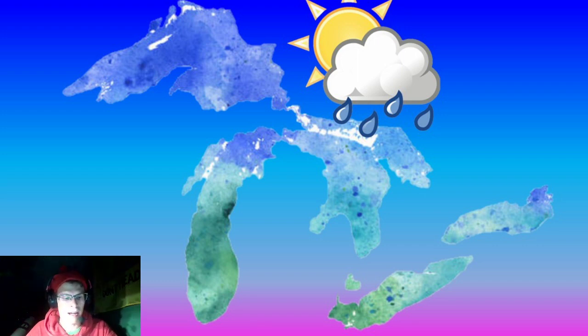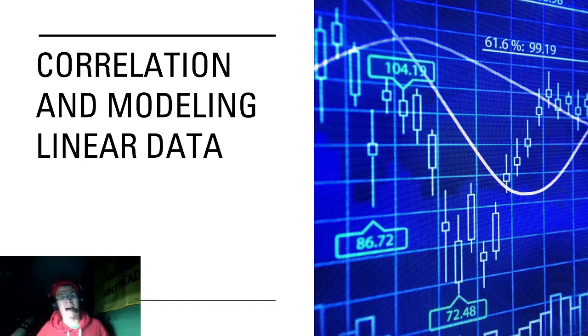We are talking about correlation and modeling linear data. So correlation, modeling linear data, we're going to talk about how different data points are related to each other in a particular graph and how we use those trends to draw different conclusions about the future, make different predictions. This is all basically statistics stuff, and you're most likely going to be taking a statistics class when you get to college. So this is kind of an introductory thing for statistics.